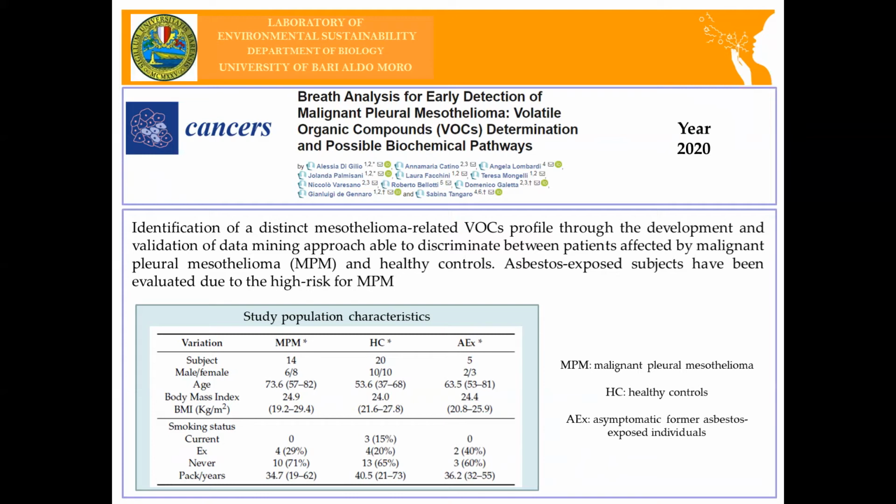A cross-sectional and case-control study was carried out to identify a distinct mesothelioma-related disease profile. To this purpose, a data mining approach able to discriminate between patients affected by mesothelioma and healthy controls was developed and validated. A total number of 39 individuals were recruited: 14 with mesothelioma, 20 healthy controls, and 5 asbestos-exposed subjects, due to the high risk of being affected by mesothelioma.